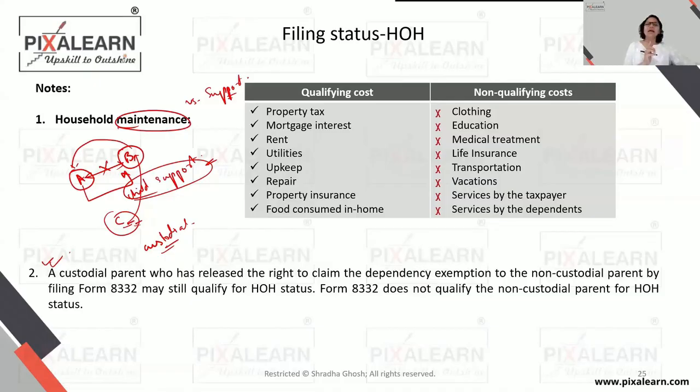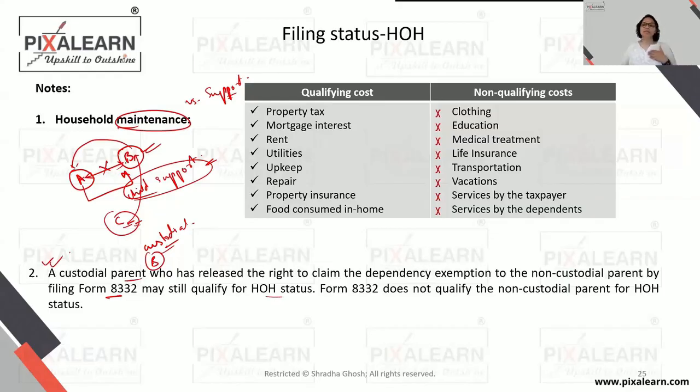So now who is claiming the child as a dependent on their return? It is A. Can A now claim HOH status? The answer is no. HOH status is dependent on the child's maintenance of the home. And who's doing that? It is the custodial parent. So now I'm reading the code. A custodial parent, in my example B, who has released the right to claim the dependency exemption to the non-custodial parent, so I am not claiming C as a dependent on my return, you can claim C as a dependent on your return, which is A, by filing paperwork, which is Form 8332, may still qualify for HOH status.